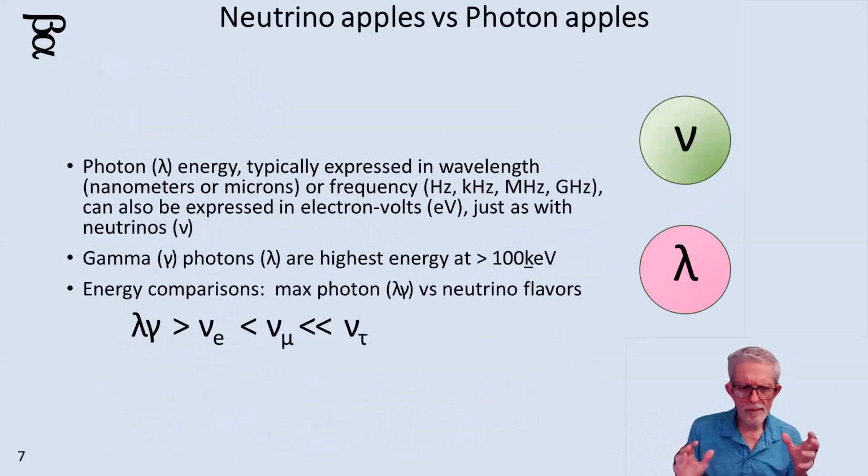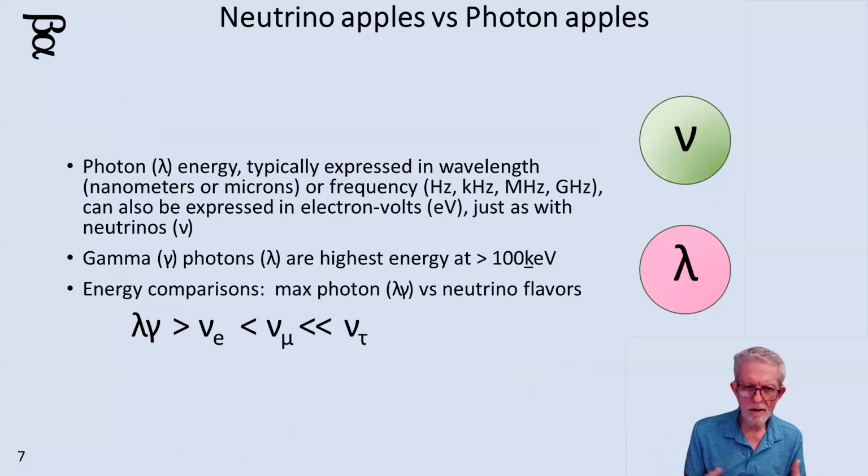So let's do a little comparison here. Neutrinos versus photons. If I wanted to pick a property and then measure one against the other to see, like, let's compare a neutrino's energy level to a photon's energy level. Photons are usually measured in wavelengths like nanometers, which is a billionth of a meter, or microns, millionths of a meter, or frequency, hertz, kilohertz, megahertz, gigahertz.